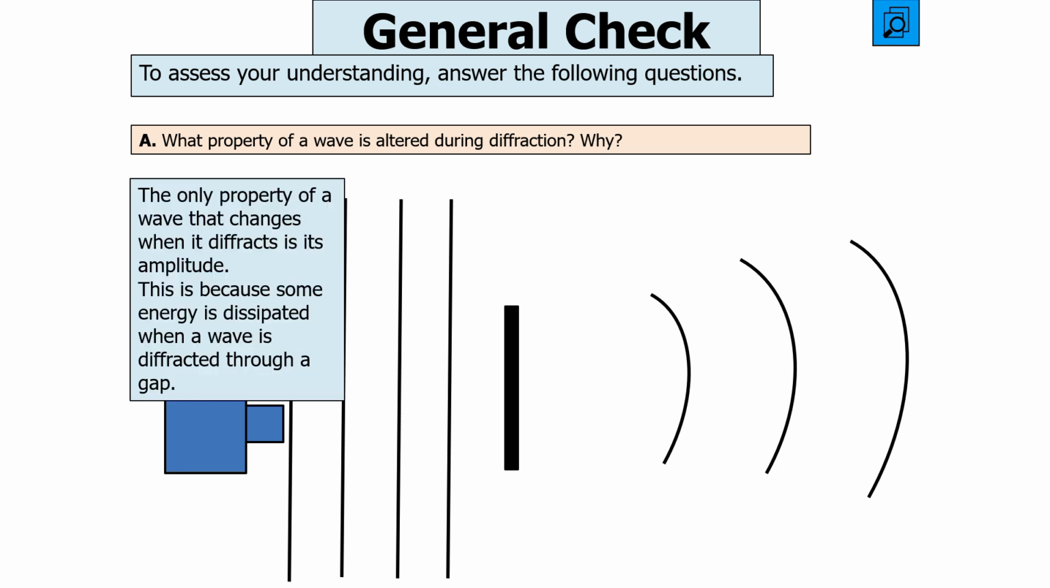The only property of a wave that changes when it diffracts is its amplitude. That's because some of the energy is dissipated when a wave is diffracted through a gap.